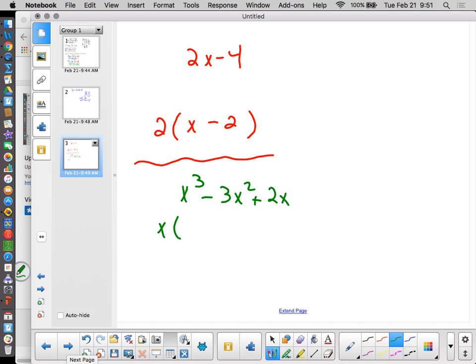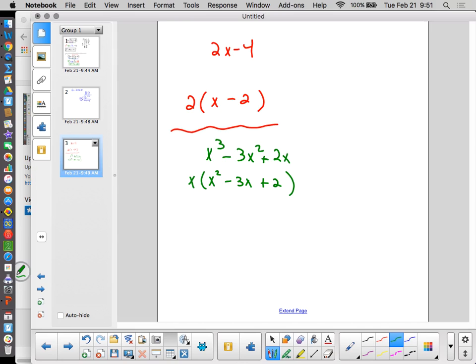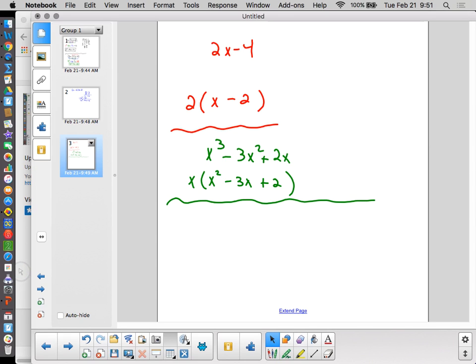So x is my common factor, and what does that do? That reduces my exponent by 1 for each of these. That's x squared minus 3x plus 2. And if I FOILed it back out, I get exactly what I started with. Now, we're going to be having to do some of this type of factoring. In fact, we're going to get some even more interesting factoring. We're going to get some factoring that's by grouping.